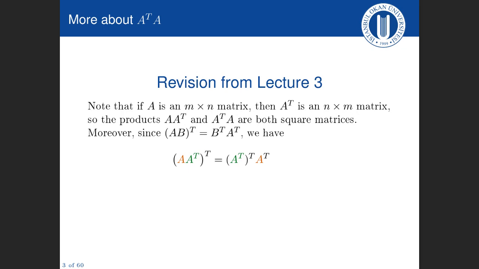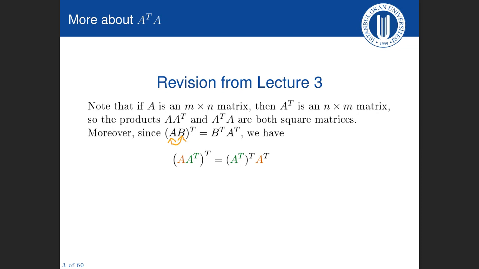Moreover, if we take the transpose of a product of two matrices, A and B, we have to swap the order of the matrices. So instead of A first, B second, it's B first and A second, and then we put a transpose on each matrix. The transpose of AB is B transpose A transpose.